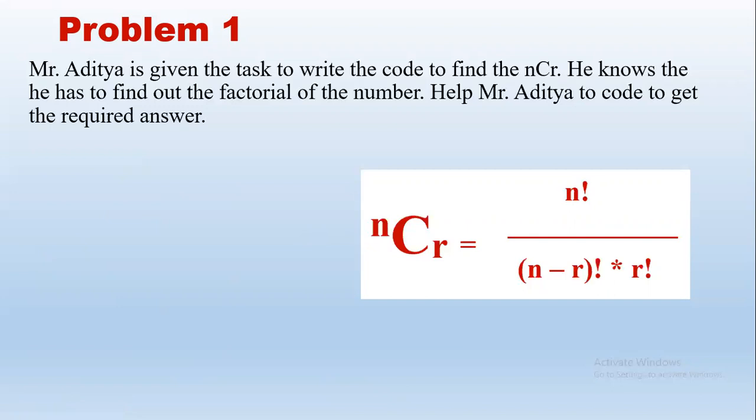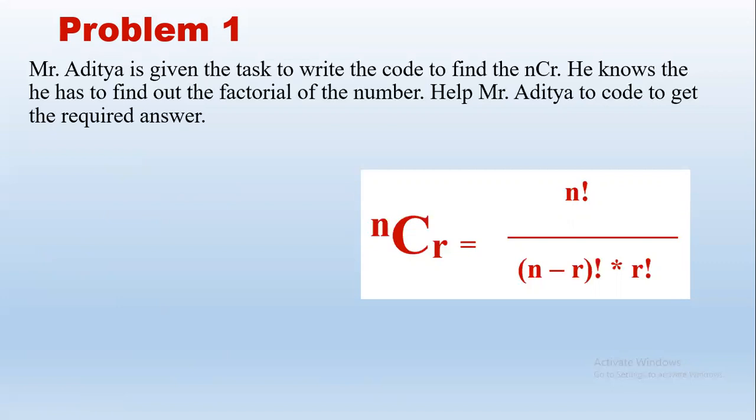To find NCR, we need to know what is n and what is r. Next, what is the output? Output is the NCR value. What is the logic? Logic is the given formula, right? Logic is NCR can be found by using the formula NCR equal to n factorial divided by n minus r factorial into r factorial. Now we know the logic.